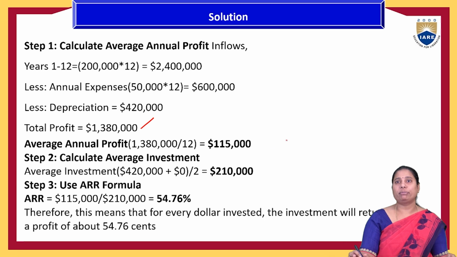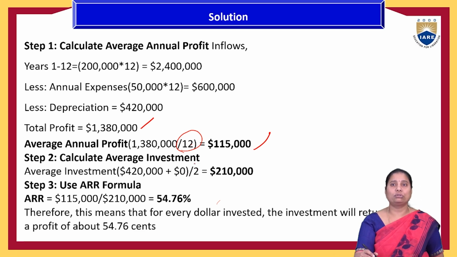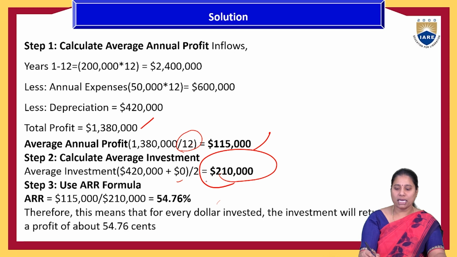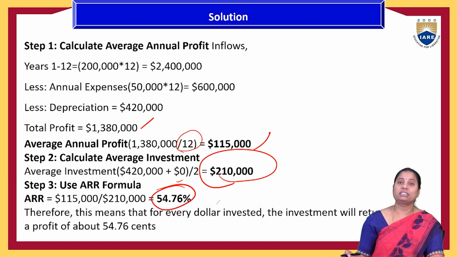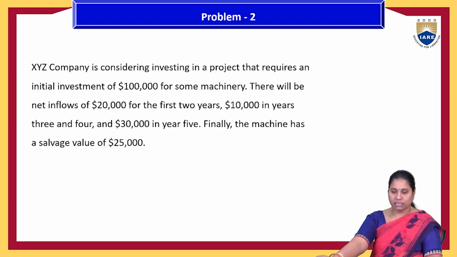And the average annual profit for the 12 years, if we calculate per year, is 1,15,000. The average investment is, they are investing 4,20,000 with zero salvage value, which means on average they are going to spend 2,10,000. So on average they are going to get 54.76% average return on their investments.